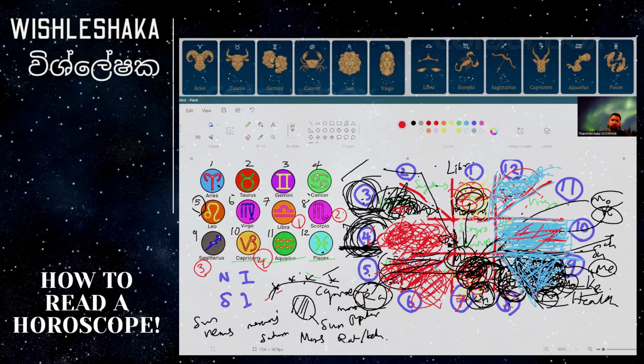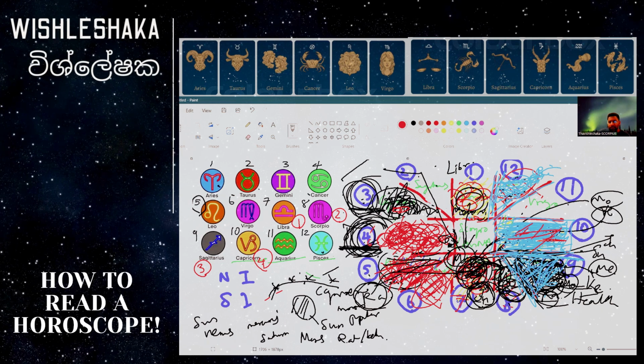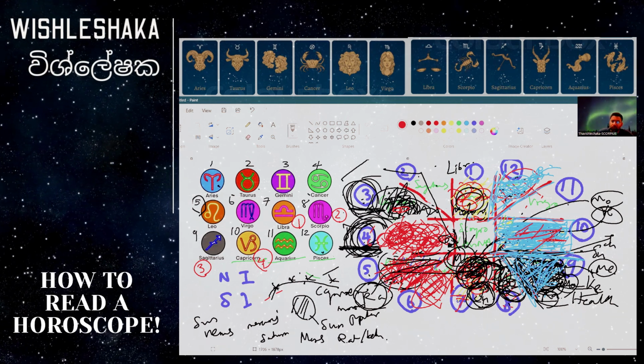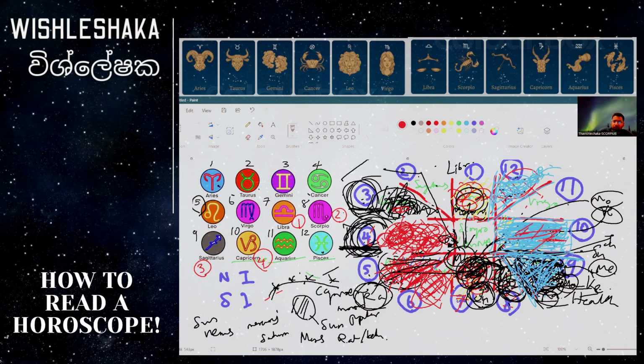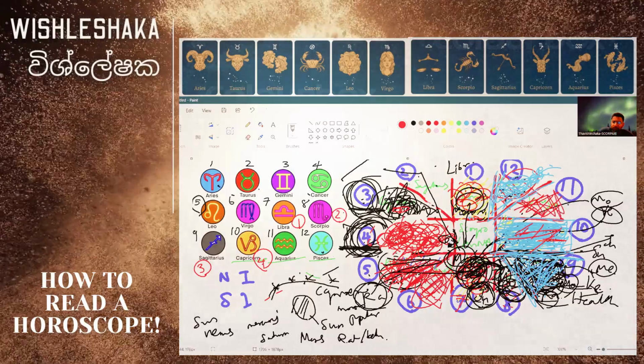If you have so many planets in the 10th house, you will focus more on your career, your work life. So that's how it gives you. Like 11th house is about income. This is about income, 11th house.